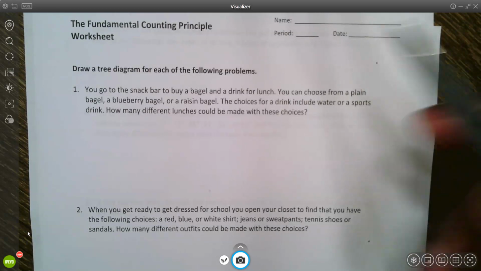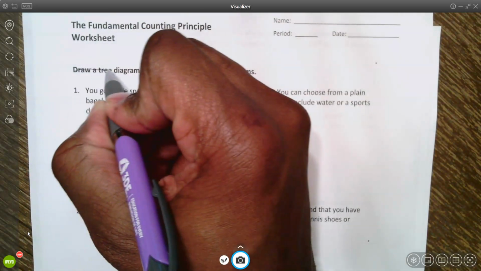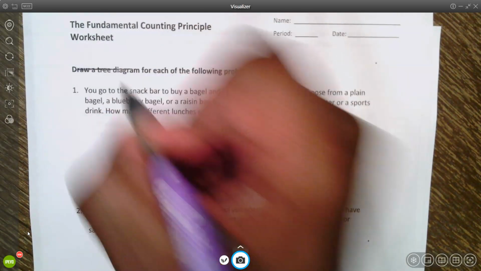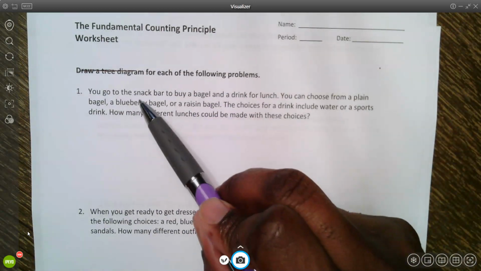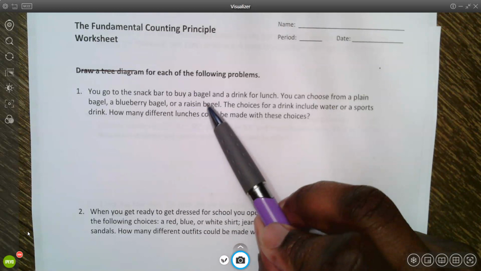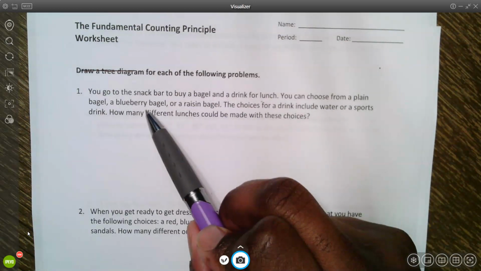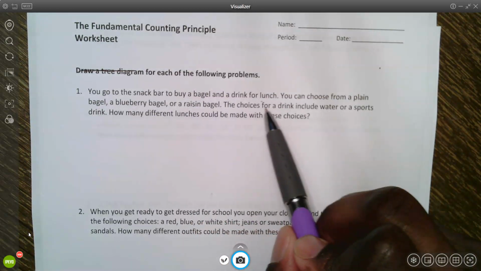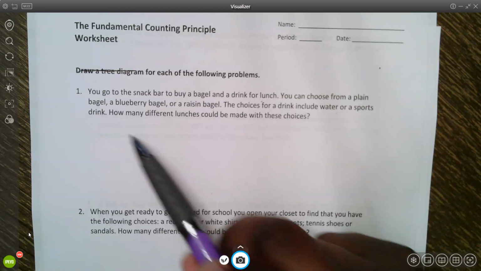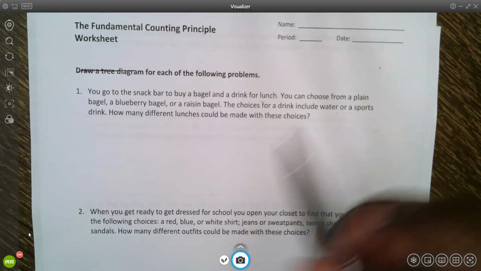And the first question is, draw a tree diagram. I generally don't draw a tree diagram. I suggest you use blanks instead. Here's the first question. You go to a snack bar to buy a bagel and a drink for lunch. You can choose from a plain bagel, a blueberry bagel, or a raisin bagel. The choices for a drink include water or a sports drink. How many different lunches can be made from these choices?